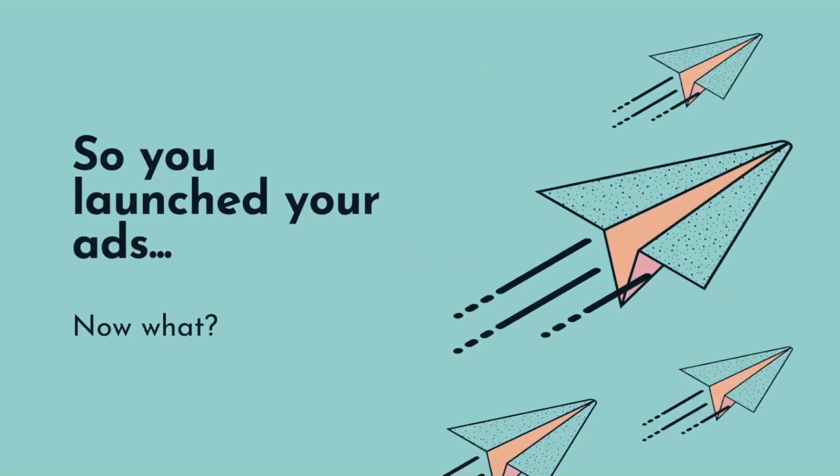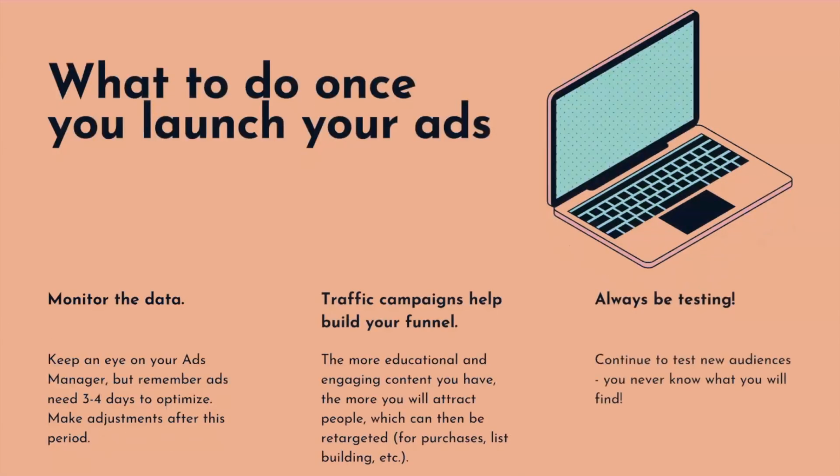All right, so you put it all together, you're ready to launch your ads, and you're wondering, okay, so now what do I do? Well, we are going to monitor the data, right? So this is why it's important to know your KPIs. What are you looking for? And we went through that before, what numbers to look for. You're going to keep an eye on your ads manager, and remember that they do take 3 to 4, sometimes 5 days to optimize. So don't freak out if within the first day you've got a crazy high cost per click. Let it run for a few days before you make any decisions, and then you make the adjustments after this period.